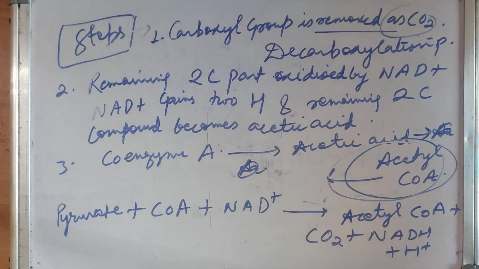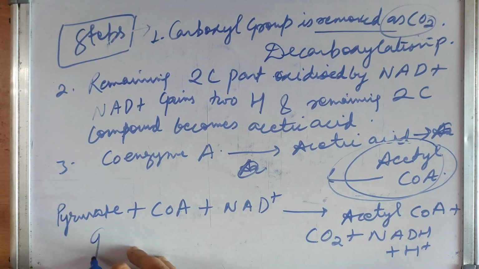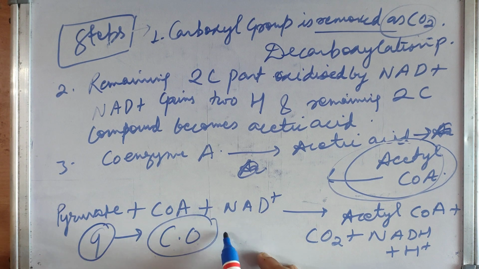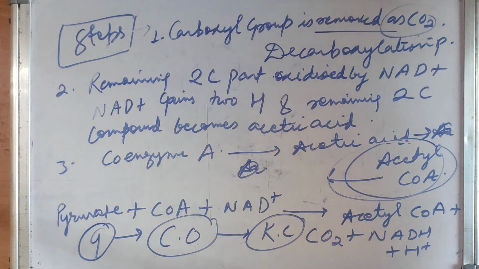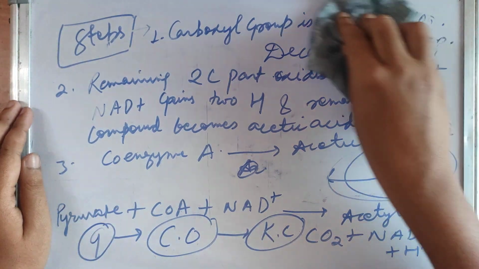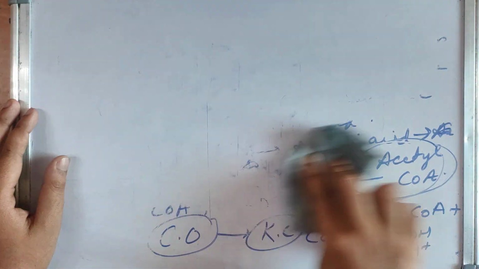So what happens in respiration? First of all, glycolysis takes place, then this oxidative decarboxylation takes place, and then the Krebs cycle takes place. So this is the full process, and we have discussed all the 3 now. I hope you understand all the 3.